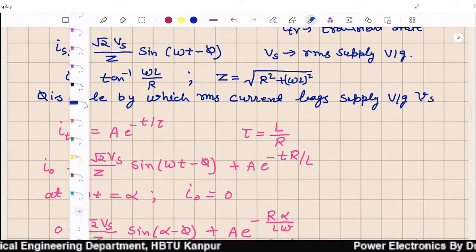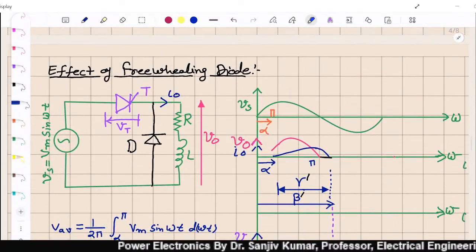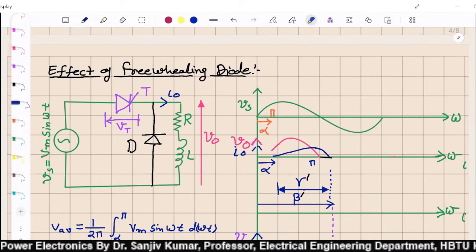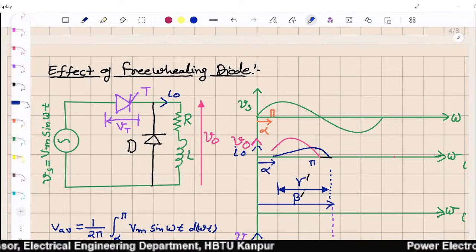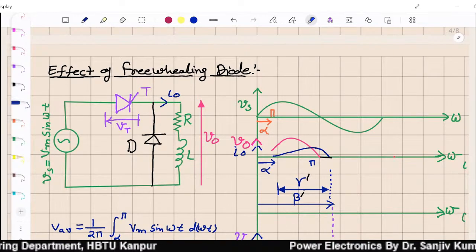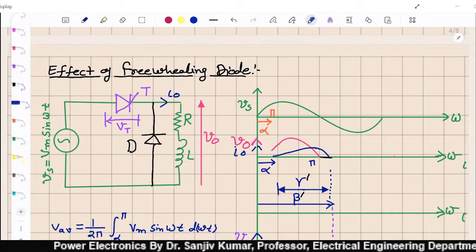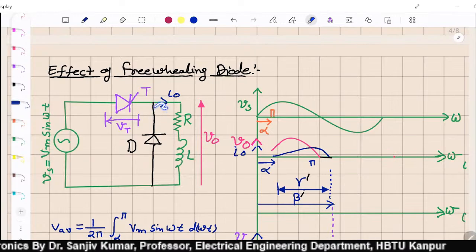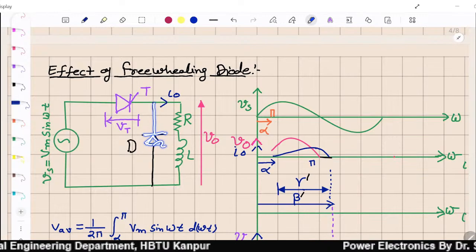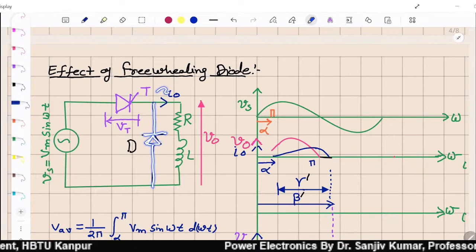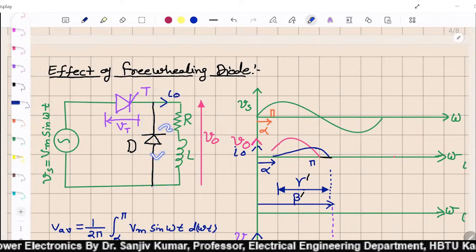Now another concept: the effect of freewheeling diode. In this, what we do is we connect one diode, which is known as the freewheeling diode. It will come into the picture when the supply is disconnected, whenever the voltage of the anode is greater than the cathode.